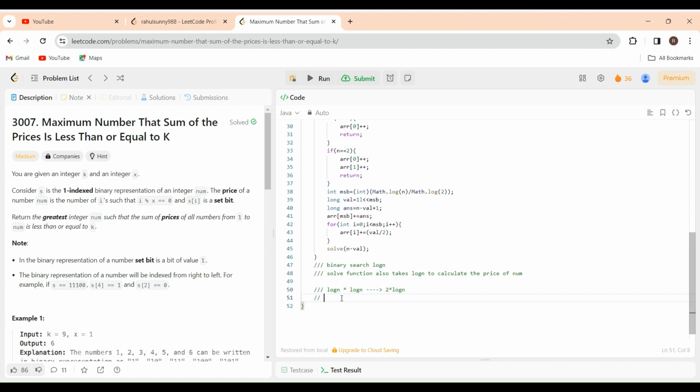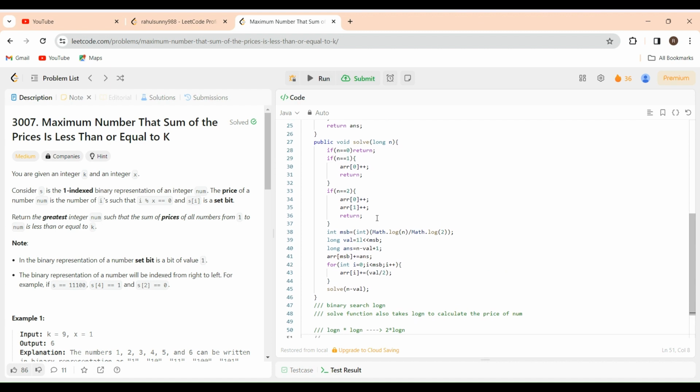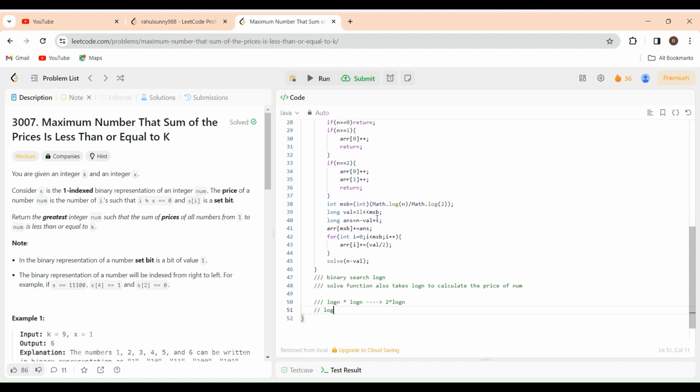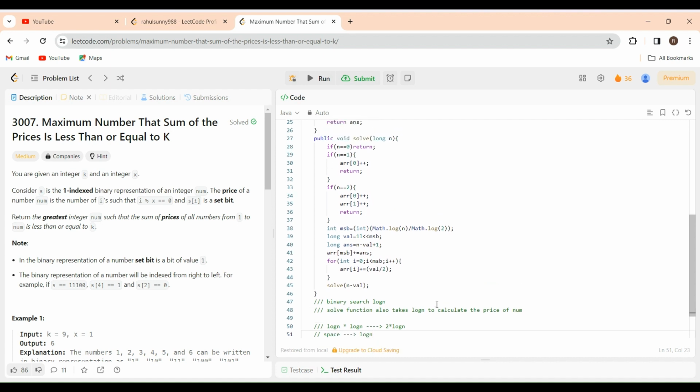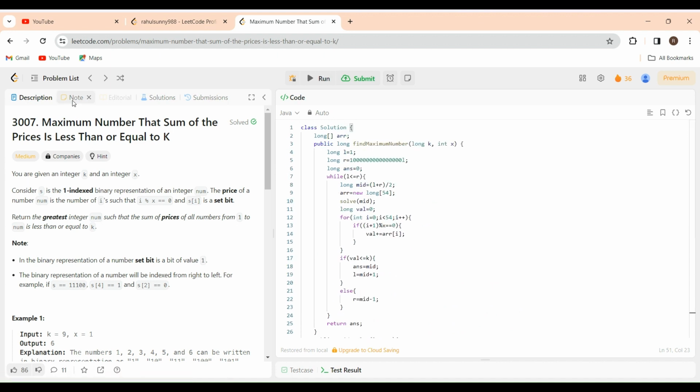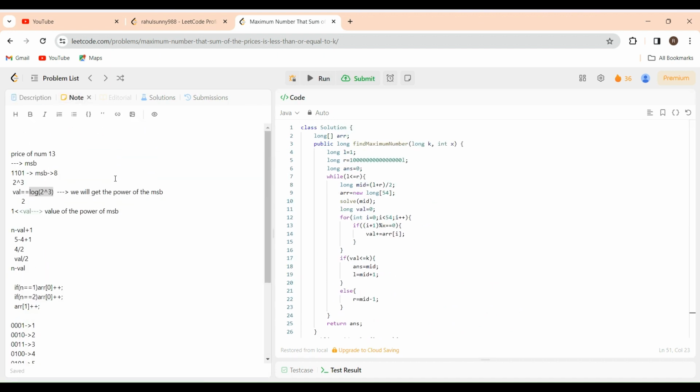And coming to the space complexity, the recursive space also will take place. How many recursive calls are we making? We are making log n calls, right? So the space complexity will also be log n. This is the overall approach, the overall intuition, and this is the solution.